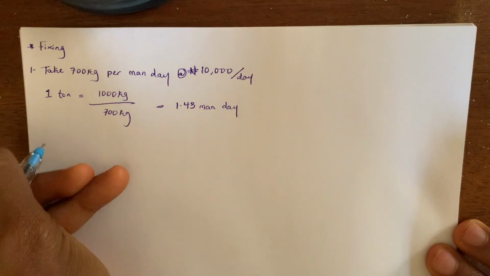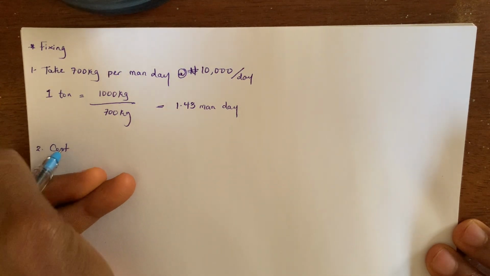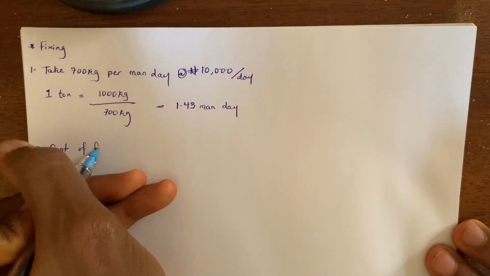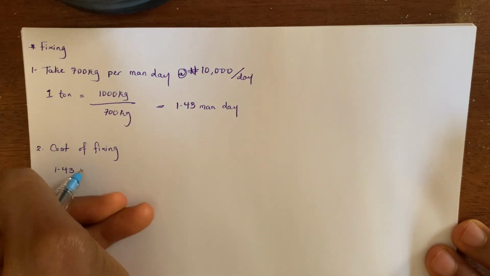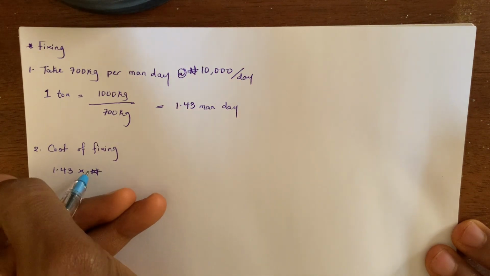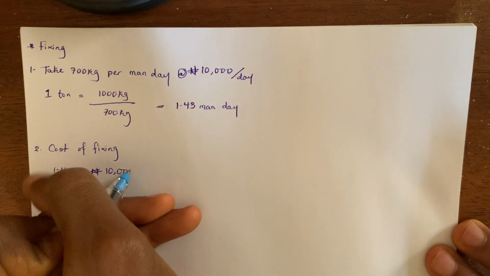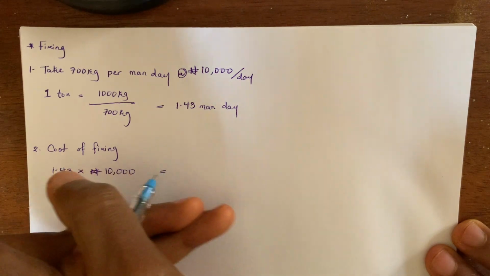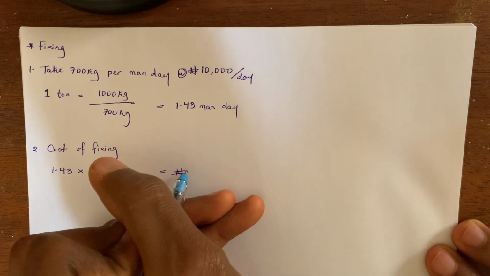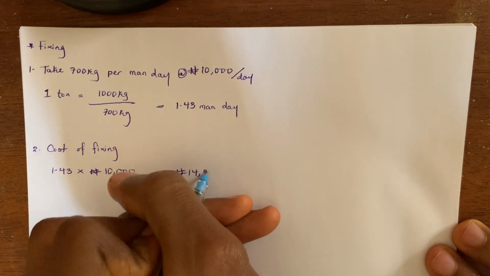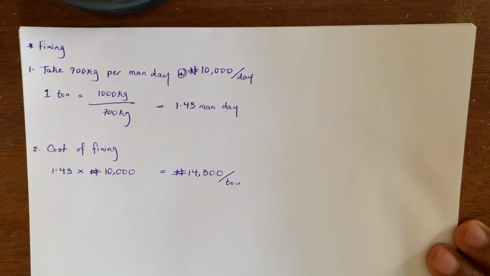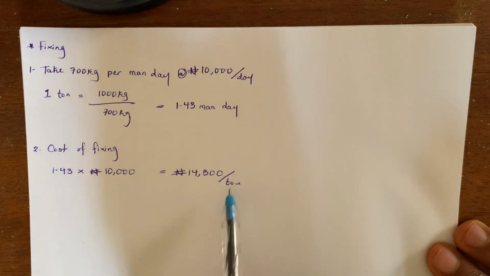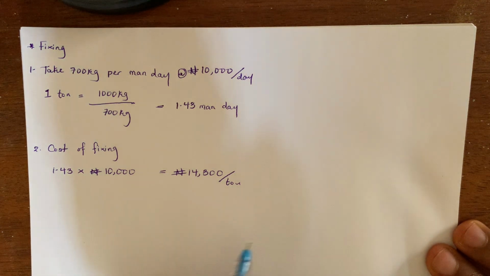So the cost of fixing will now become 1.43 multiplied by 10,000 naira, and that will be equal to 14,300 naira cost per ton. So this is what we're going to be paying them for fixing the reinforcement.